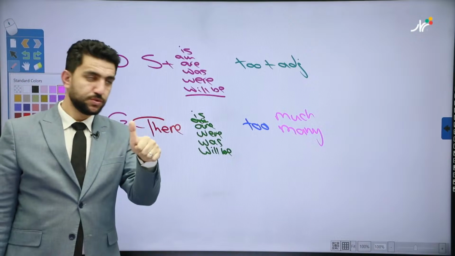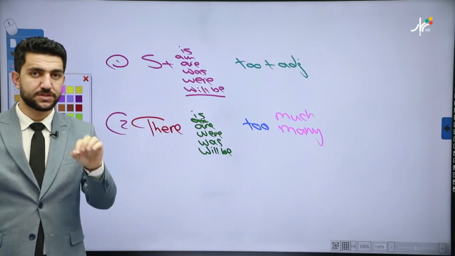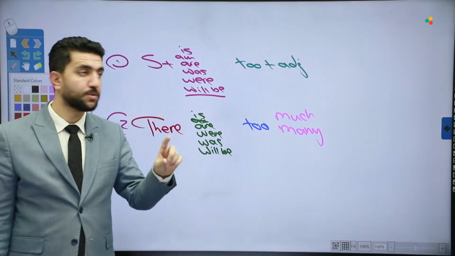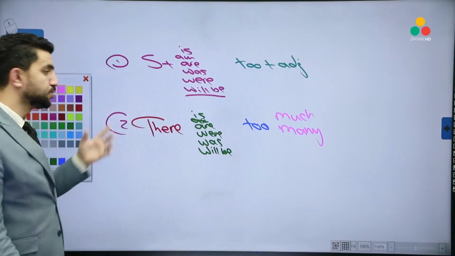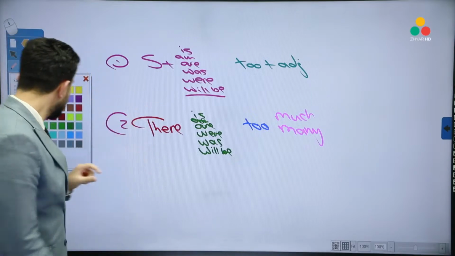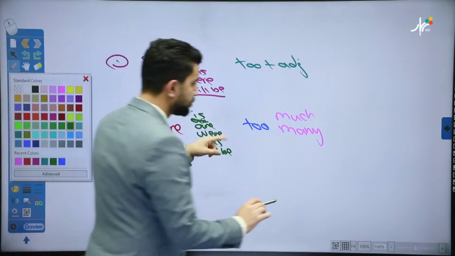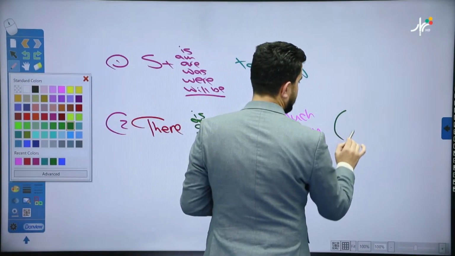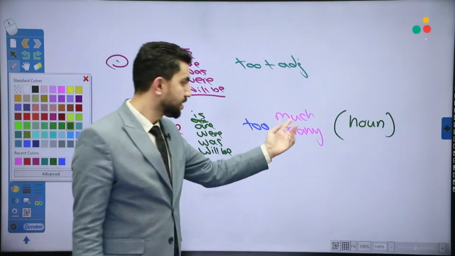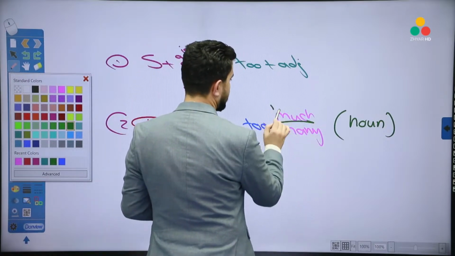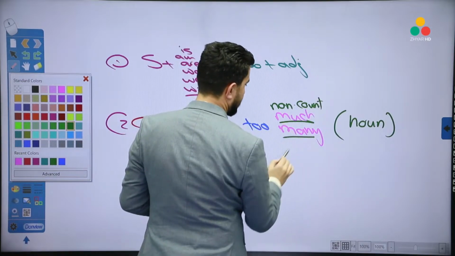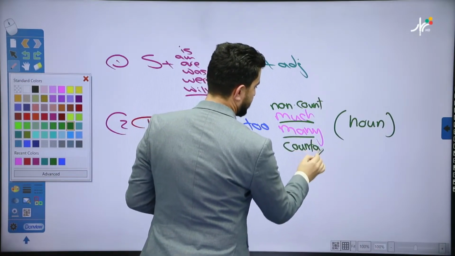Whenever we have "there," and have, has or had, when we have the verb to do or verb to have, or there, we use "too much" and "too many." Otherwise, we use just "too." "Too" is always used with an adjective, and "too much" and "too many" are used with a noun. It's very important to know this. We have two types of noun, and we'll get to that in a moment. One is used with non-count or uncountable nouns, and this one is used with countable ones. We will get to that in a moment.